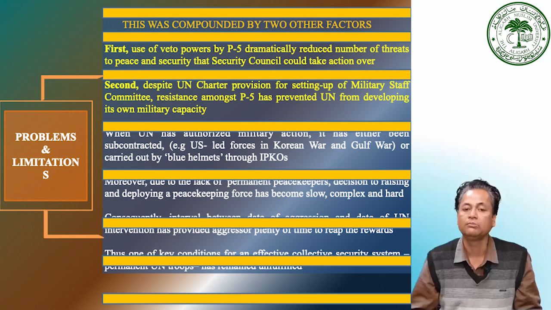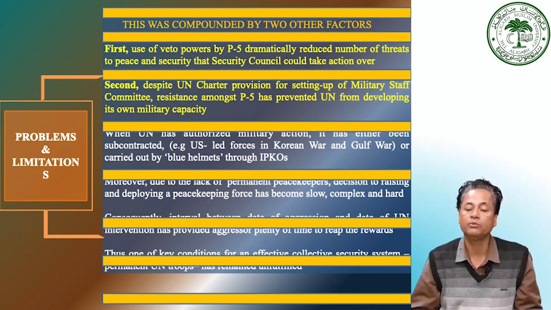This was compounded by two other factors. First, the use by the permanent members of the Security Council of their veto power dramatically reduced the number of threats to international peace and security, or incidents of aggression, that came to the Security Council for action. Before the Security Council could take any concrete action on any issue, it was vetoed by one of the permanent members. So, that was the reason why most of the issues did not come to the consideration of the Security Council.